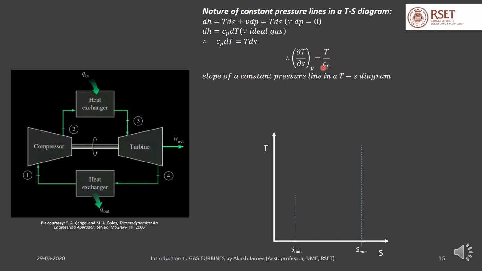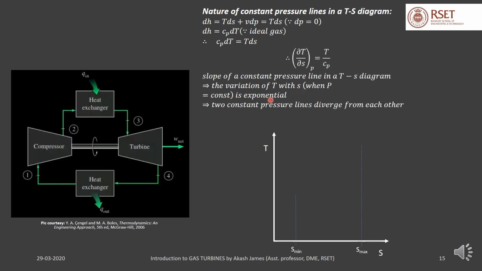Now from this equation we can also infer that the variation of temperature with entropy when pressure is constant is exponential, and two constant pressure lines will diverge from each other. So that answers our question how a constant pressure line can be expressed in a TS diagram. A constant pressure line will be an exponential curve.